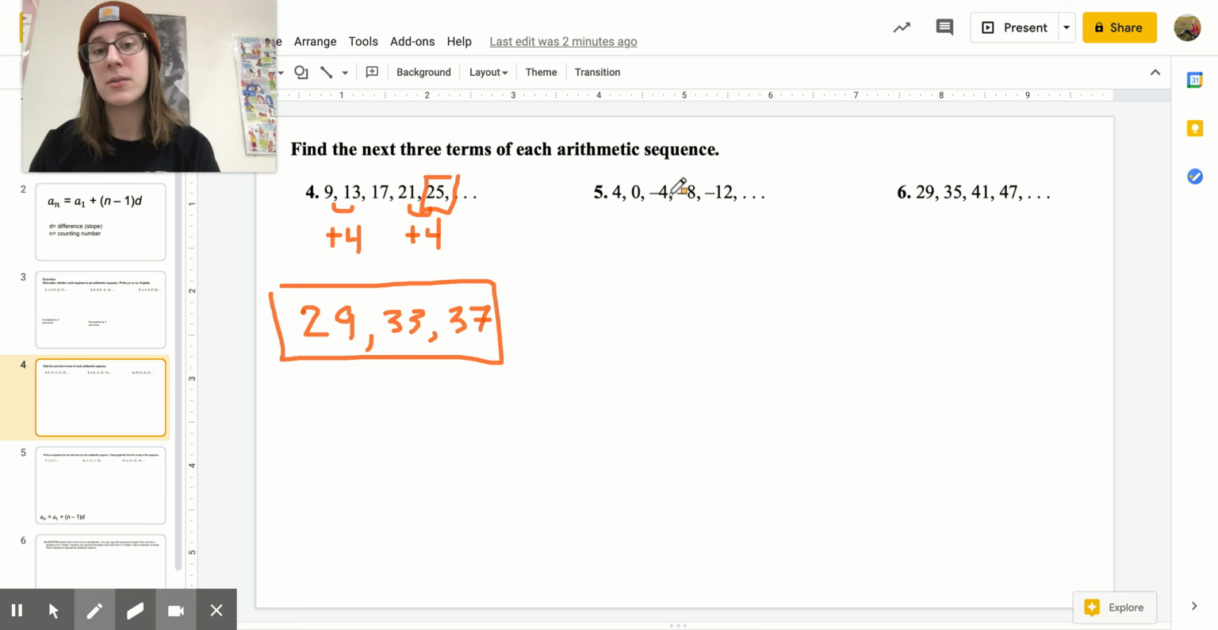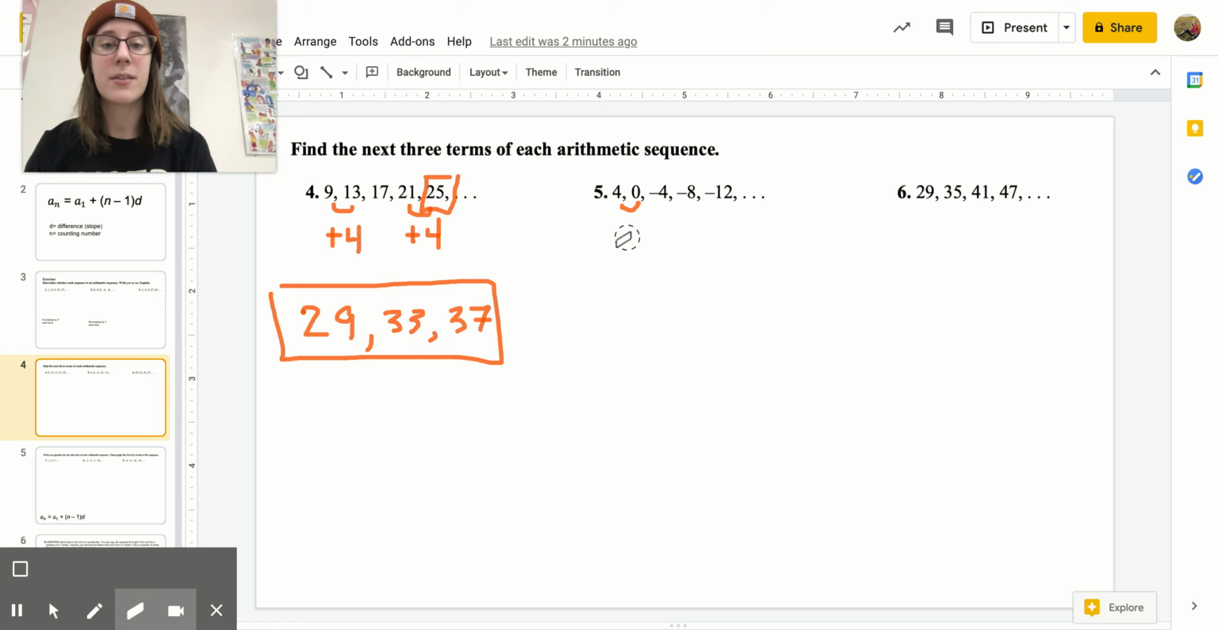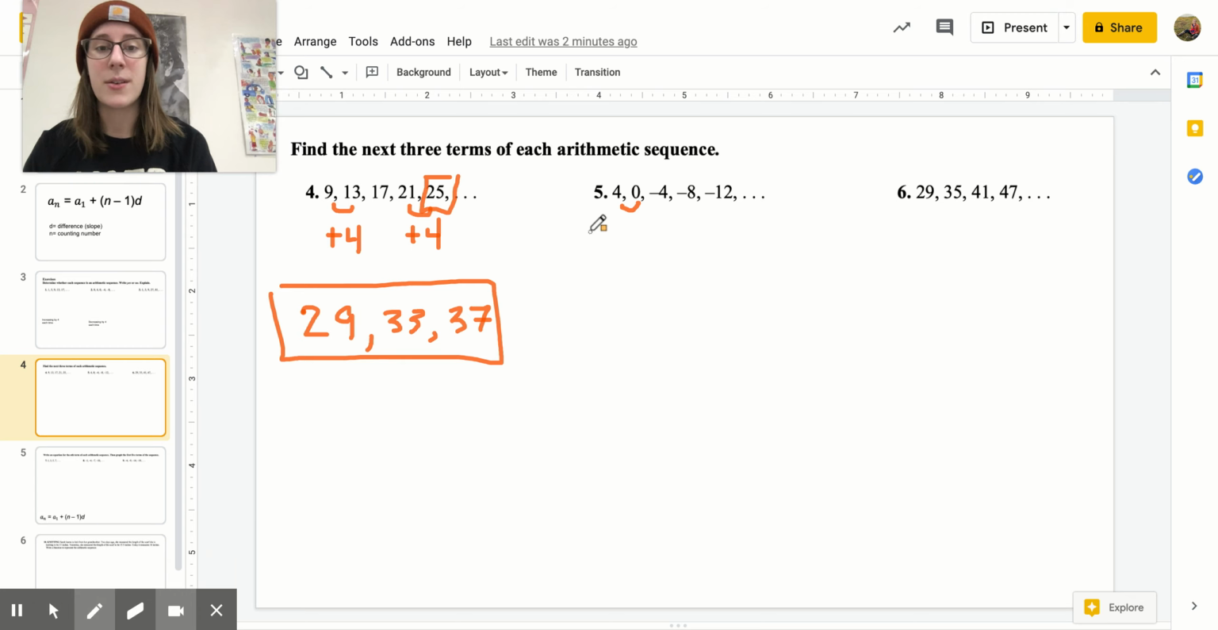4 to 0 to negative 4 to negative 8 to negative 12. I can tell you right now, from 4 to 0, it is not plus. I don't know what I'm writing, apparently. It is minus 4. We are subtracting 4 each time. There's a lot of 4s in these problems. This is minus 4. So we're just going to keep subtracting 4.